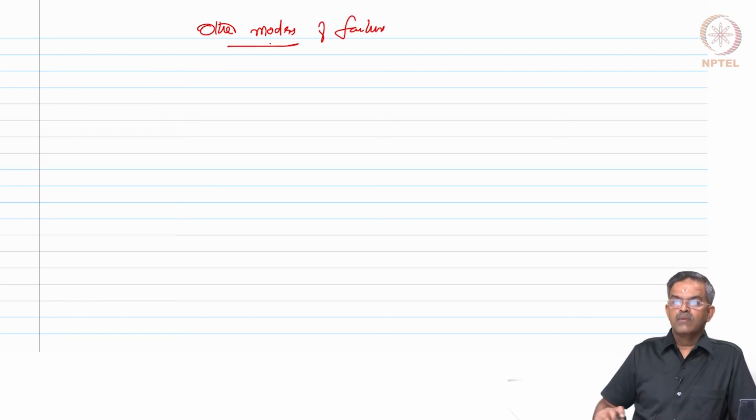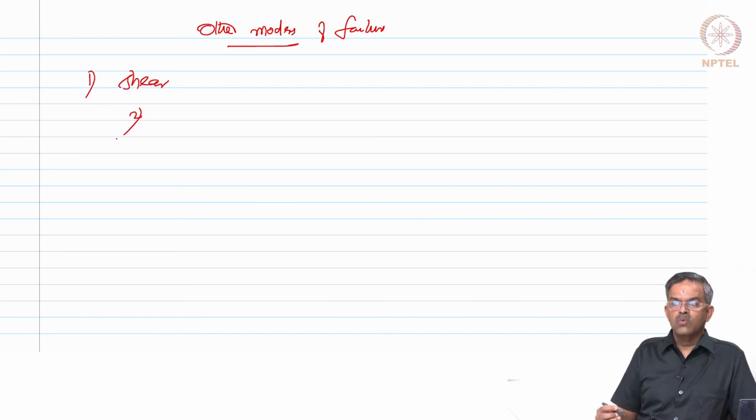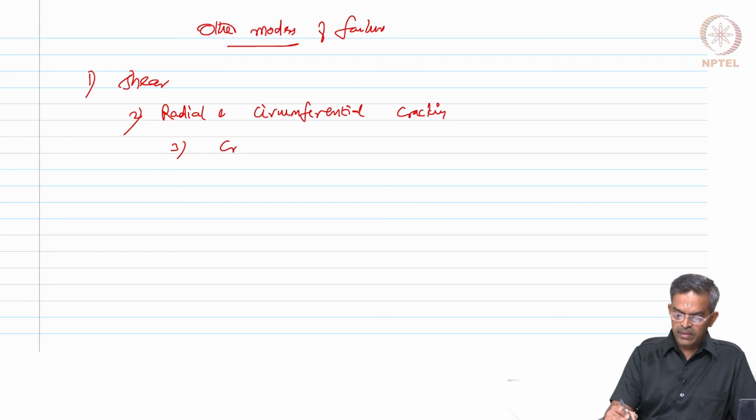There are other modes of failure. One is they fail by shear, two, radial and circumferential cracking, three, it can also be due to creep, four, the failure can also be due to spalling.